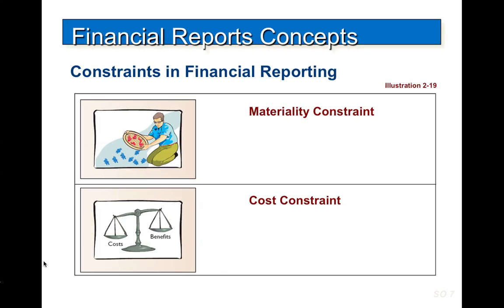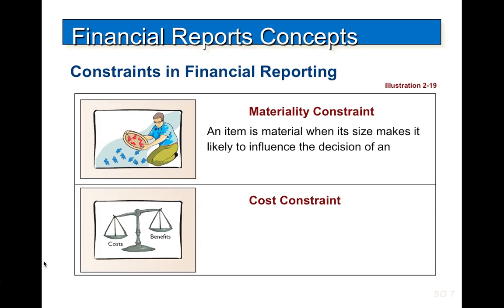There are some constraints in financial reporting. Efforts to provide useful information can be costly to a company. Therefore, the profession has agreed upon constraints to ensure that companies apply accounting rules in a reasonable fashion from the perspectives of both the company and the user. The constraints are materiality, where an item is material when its size makes it likely to influence the decision of an investor or creditor. It is immaterial if it is too small to impact the decision maker.